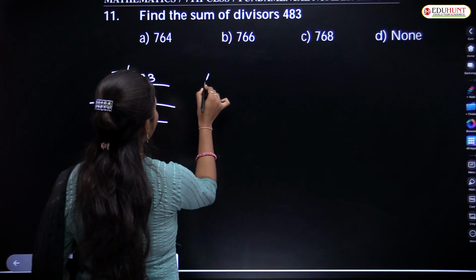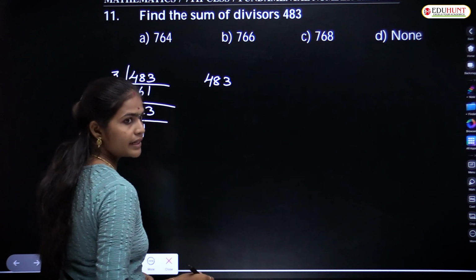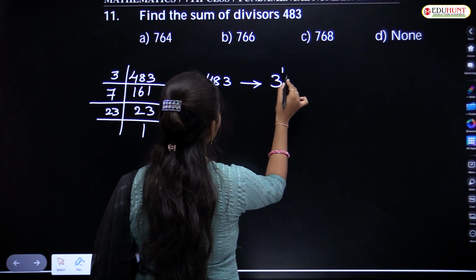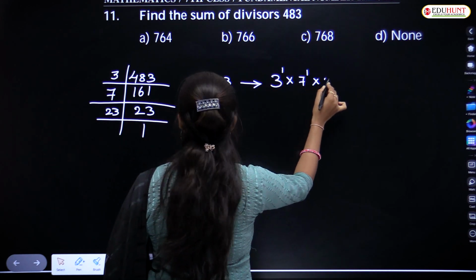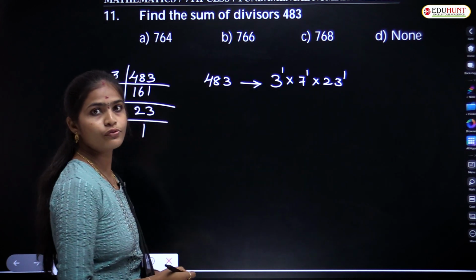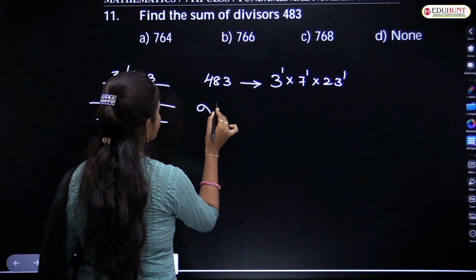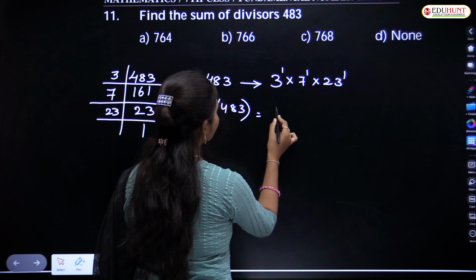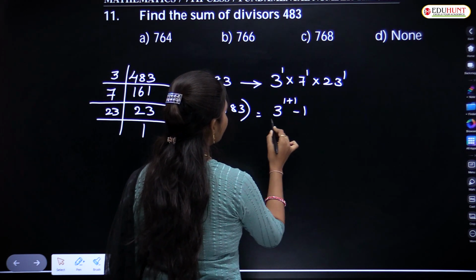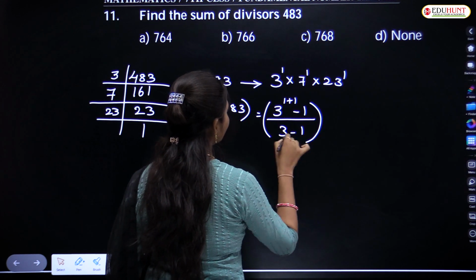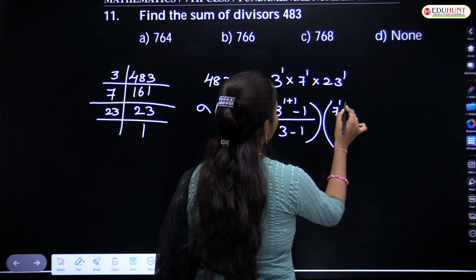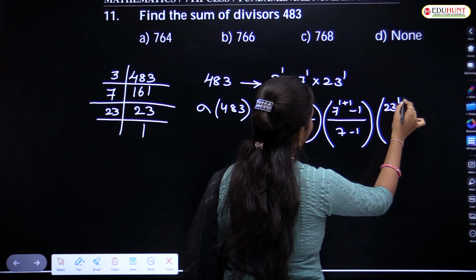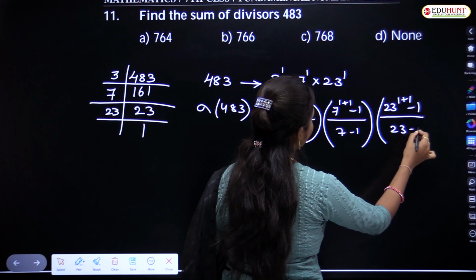Clear? Now we have to write the prime factorization for 483. That is 3 power 1 into 7 power 1 into 23 power 1. What we have to find is the sum of the divisors, so sigma of 483. What is the formula here? 3 power 1 plus 1 minus 1 whole by 3 minus 1, into 7 power 1 plus 1 minus 1 by 7 minus 1, and 23 power 1 plus 1 minus 1 by 23 minus 1.